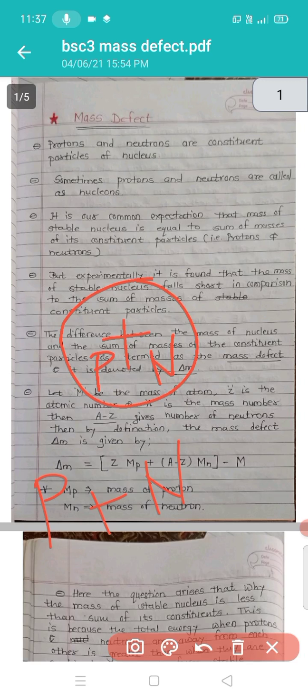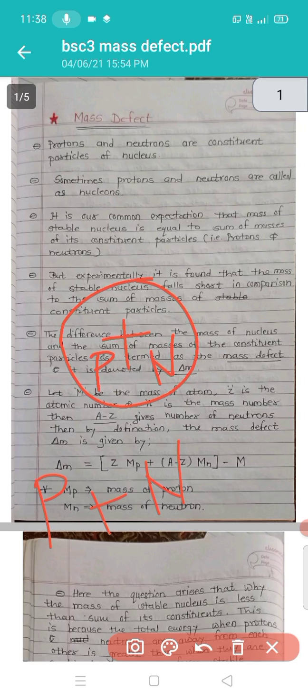Okay, but experimentally it is found that the mass of stable nuclei falls short in comparison to the sum of the masses of the constituent particles. The difference between the mass of the nucleus and the sum of the masses of the constituent particles is termed as the mass defect. Okay.